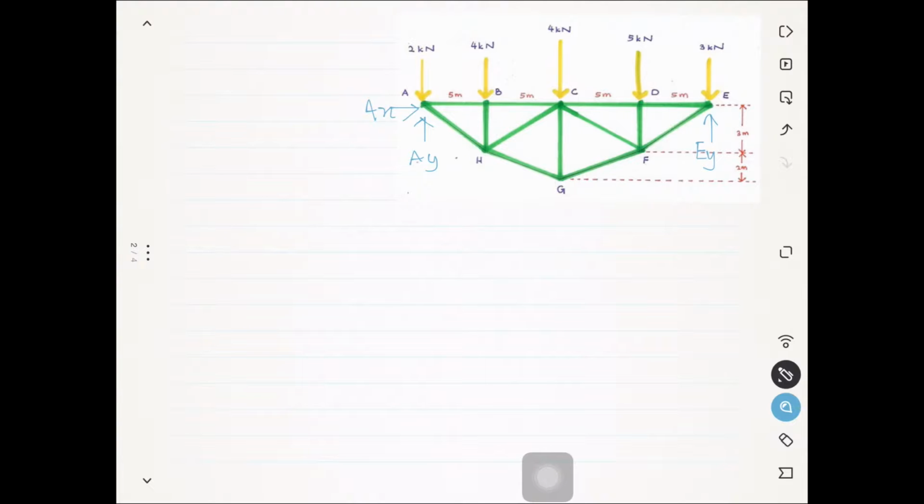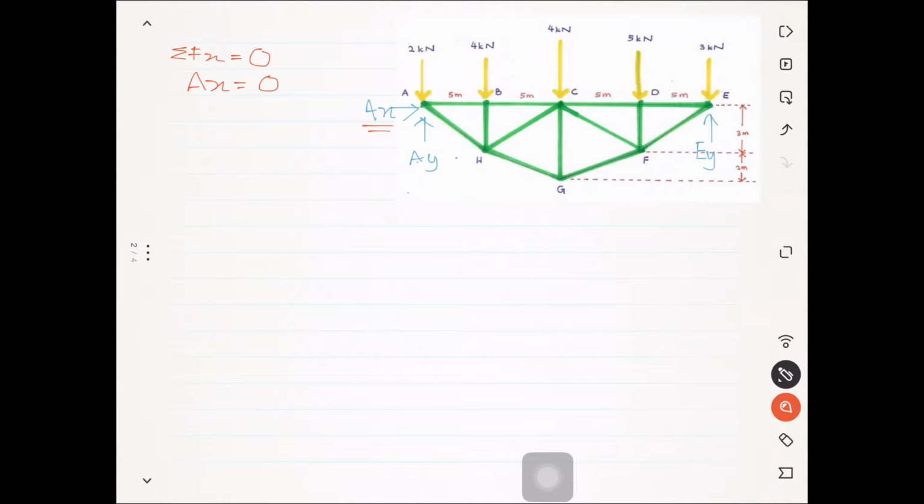Okay, we start by doing a summation of Fx and Fy. So we start with the Fx first. Summation of Fx is equal to 0. So we can see that on the x-axis there's only Ax. So Ax equals 0.